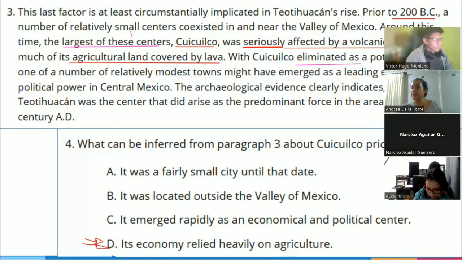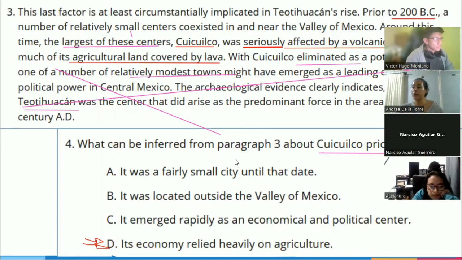Everything else is not about Cuicuilco anymore, right? Then they talk about other towns. They talk about Teotihuacan, but we don't care about any of that information because we only care about Cuicuilco prior to this time. So that is what we know about Cuicuilco prior to that time. Now, based on that information, we need to choose the right one.